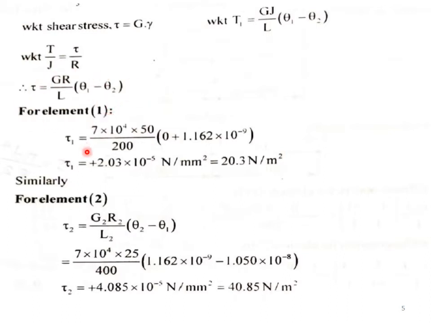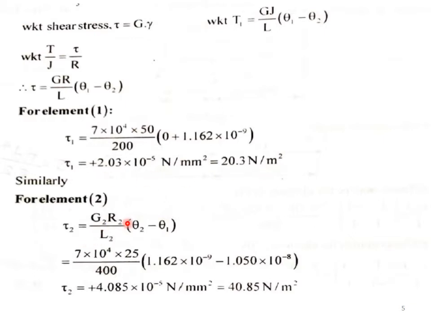So for element 1, tau 1 is equal to G, the value we know, 70 to the power of 4, radius is 50 divided by 200 into theta 1 is 0, theta 2 is 1.162 into 10 to the power of minus 9. Upon further solving, we get tau 1 as 2.03 into 10 to the power of minus 5 Newton per mm square, or 20.3 Newton per meter square.